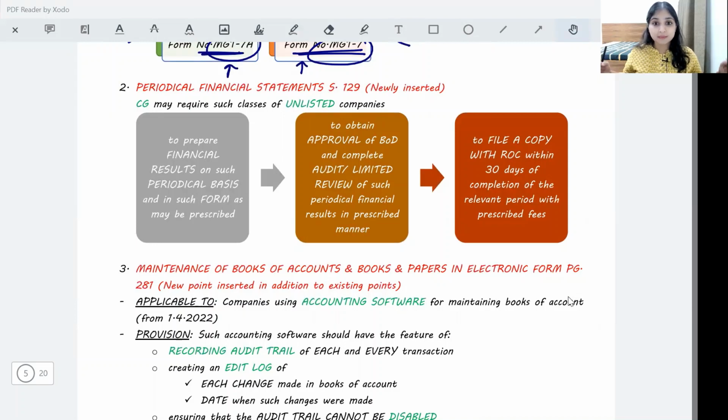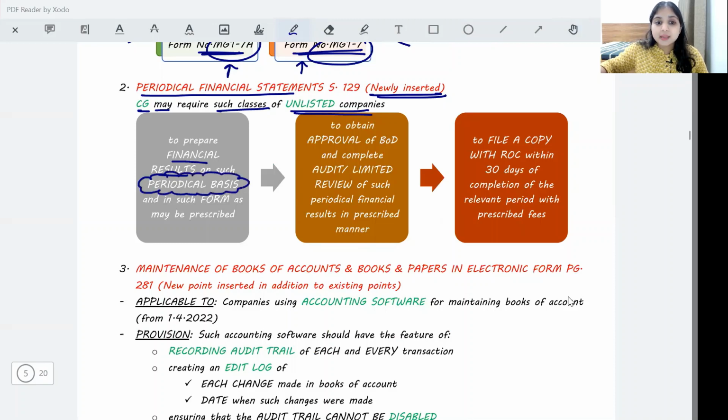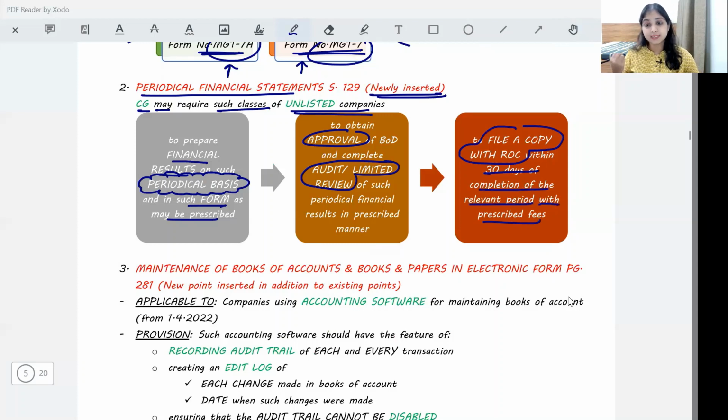Now coming to a second amendment about periodic financial statements. This is a newly inserted provision. This is a newly inserted concept. Let's read this entire flowchart and then we will try to understand. What does it say? Central government may require such classes of unlisted companies to prepare financial results on a periodical basis in such form as may be prescribed, to obtain approval of the board and complete the audit or limited review of such periodic financial results in the prescribed manner, and file a copy with the ROC within 30 days of completion of the relevant period with prescribed fees.